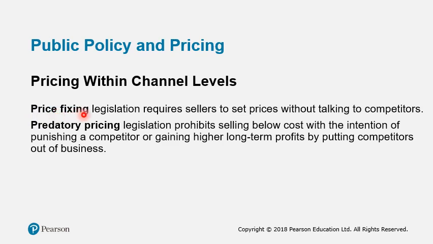Now, in price fixing, the legislation requires sellers to set price without talking to the competitors. That means when you first set your price, you don't talk to or look at your competitors' price. And then there is predatory pricing, where legislation prohibits selling below cost with the intention of punishing a competitor or gaining higher long-term profit by putting competitors out of business. So this is what I meant just now. When you set a very low price, your competitors are suffering because they cannot set the same low price as you did. So you can't do that. It is actually illegal, right? That is in terms of public policy.